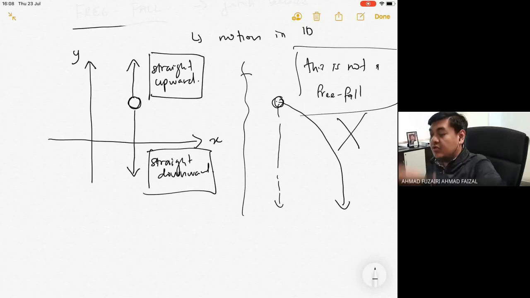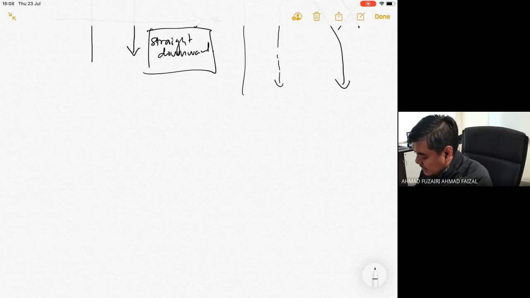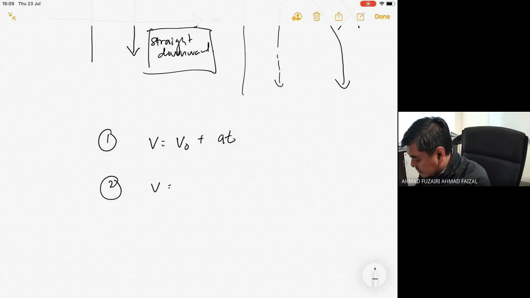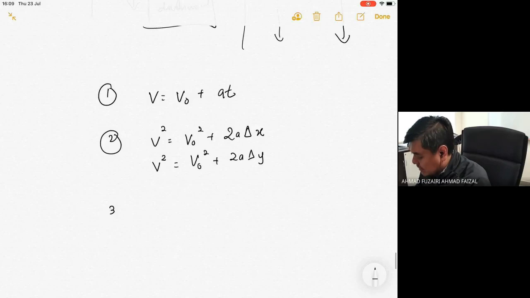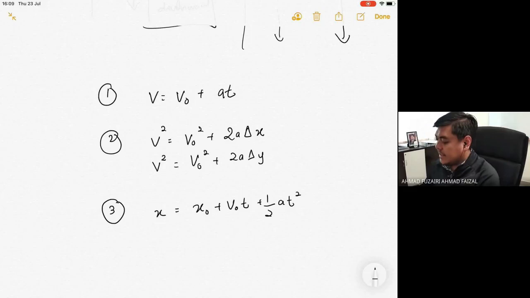In this situation, we will use three equations. Number one, V equals V naught plus AT. The second one, V squared equals V naught squared plus 2A delta X, and because it is the Y axis, we will also use 2A delta Y. That is number 2. And number 3, we will use X equals X naught plus V naught T plus half A T squared. Don't get confused.